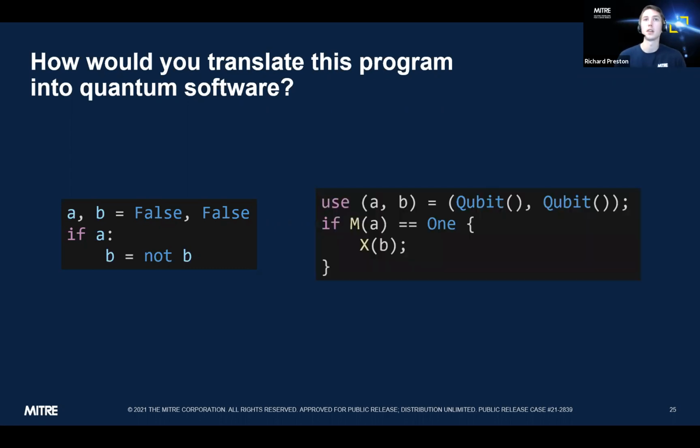So it's going to look something like this. Okay. This might be a little bit new. We can allocate 2 qubits at once. But yeah, we're going to say if we measure A and it's a 1, then we're going to apply X to B. So can anybody see anything wrong with this code? If we were to, say, apply this in the middle of a quantum algorithm.